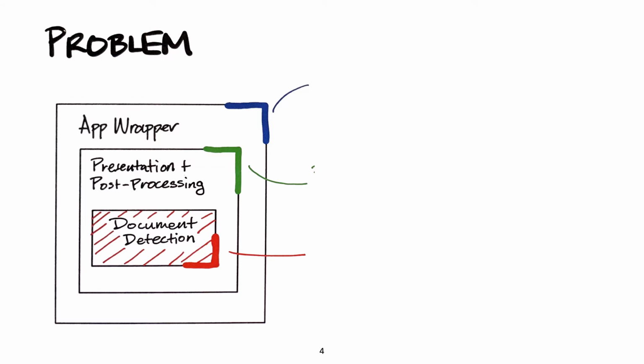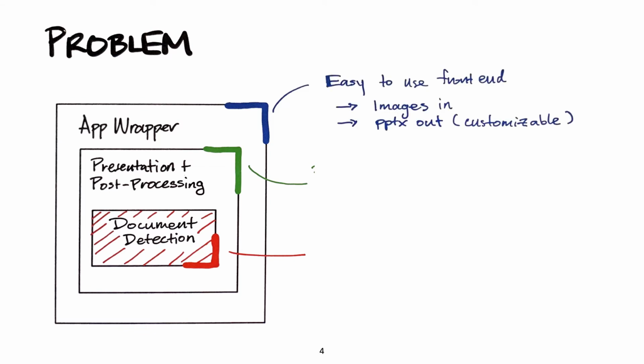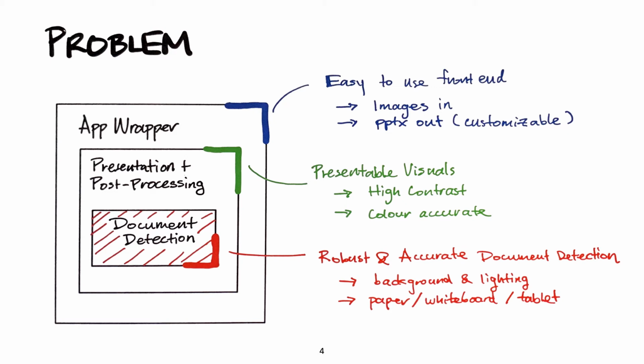So the problem is broken down into three layers. One, on the very outside we have this app wrapper, which must be easy to use. It's basically just images in, PowerPoint out. In the middle we have color correction and presentation refinements, such as ensuring that it has high contrast and the colors are accurate. And lastly, at the core of the problem is robust and accurate document detection.